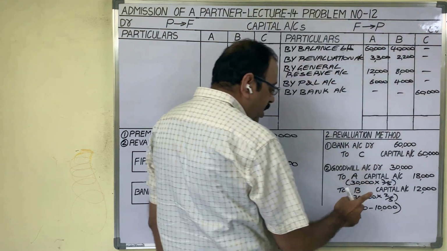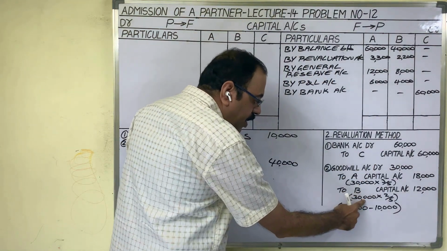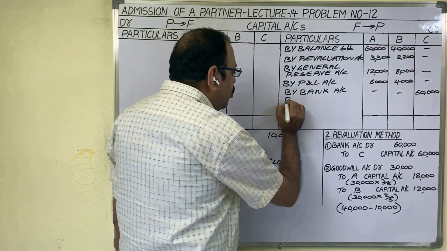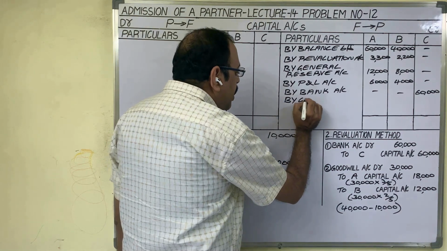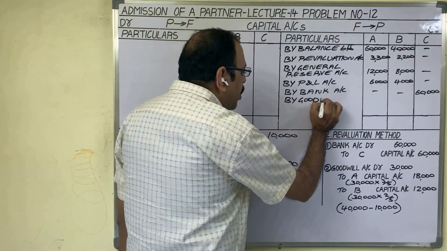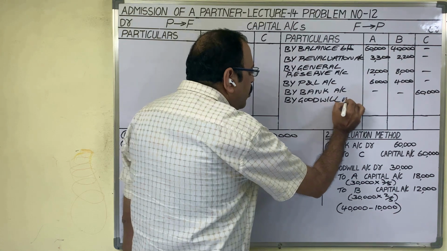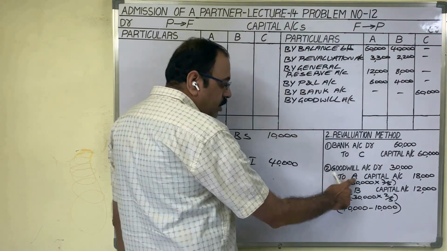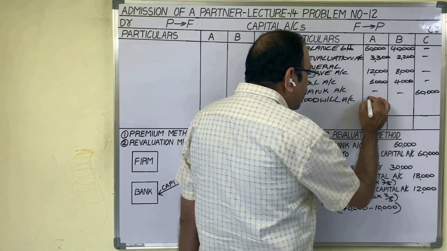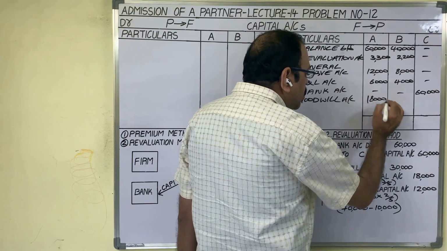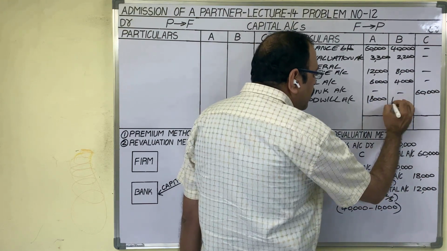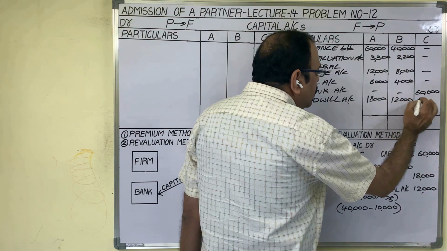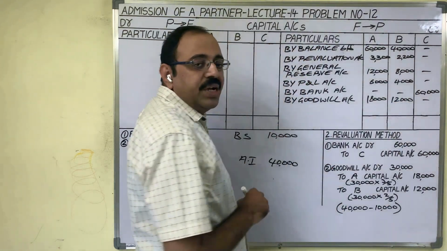Come to second entry, capital accounts are credited. So credit side we have to post this entry. We debited goodwill account. Write down that by goodwill account. In A's column, 18,000 rupees. In B's column, 12,000 rupees. With this, posting is completed.